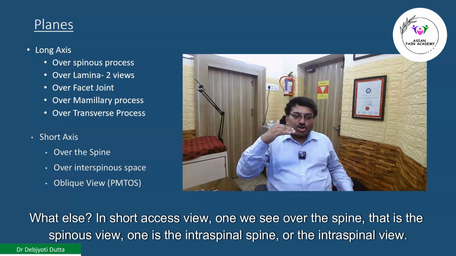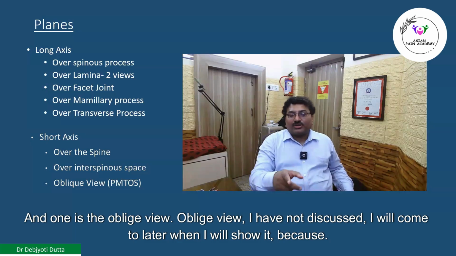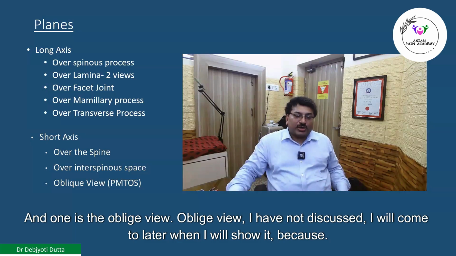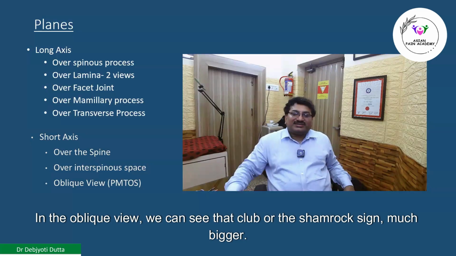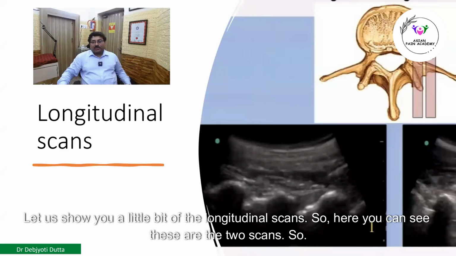Whereas in short axis view, one we see over the spine, that is the spinous view, one is the interspinous view, and one is the oblique view. The oblique view I have not discussed; I will come to it later when I show you, because in the oblique view we can see the club or the shamrock sign much better. Now let us show you a little bit of the longitudinal scans.